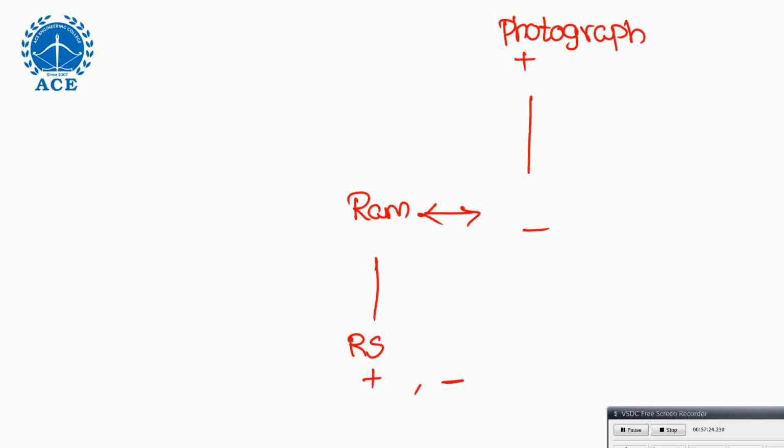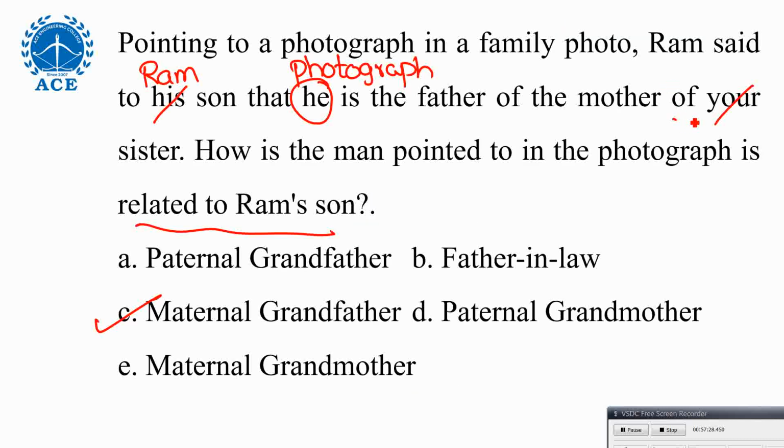When the word "of" is given, you need to read from back to front. This is what the problem is. So your sister's mother's father. That photograph person is your sister's mother's father. Your means here Ram's son. He is telling it to Ram's son. So Ram's son's sister's mother's father is nothing but the photograph guy.